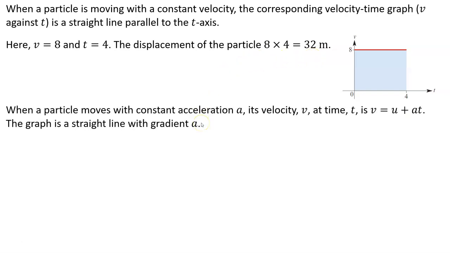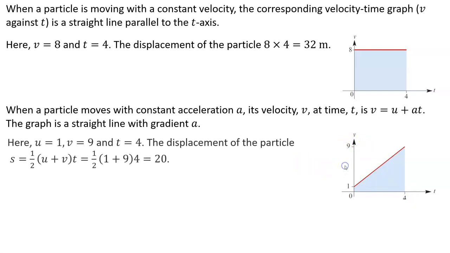When a particle moves with constant acceleration, its velocity is given, you'll remember from last lesson, as v equals u plus at. This is a straight line graph with a gradient of a. So in this case here, our initial velocity is 1, our final velocity is 9, the time taken is 4 seconds. I don't actually tell you that that's seconds anywhere, or that we're measuring in meters per second, but I'm just telling you now verbally.